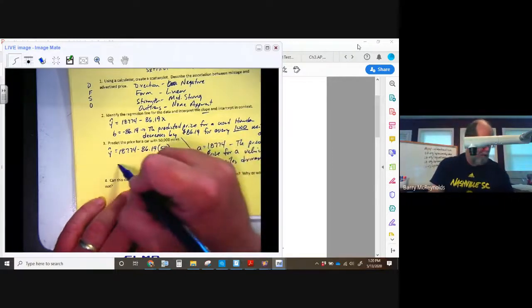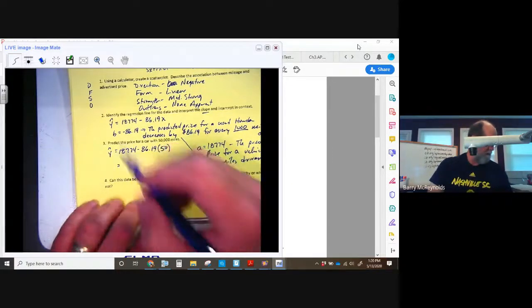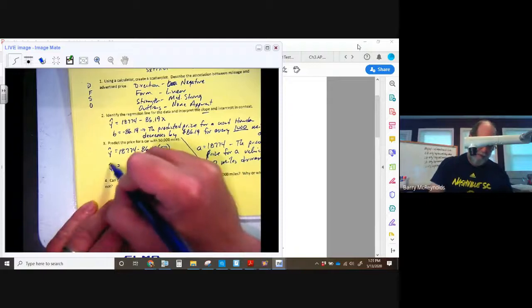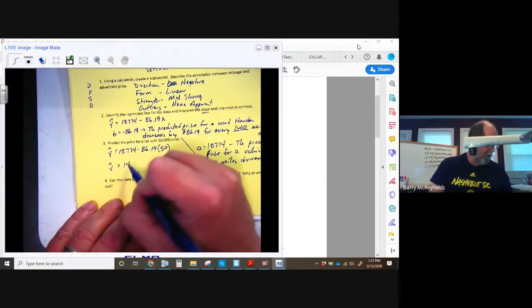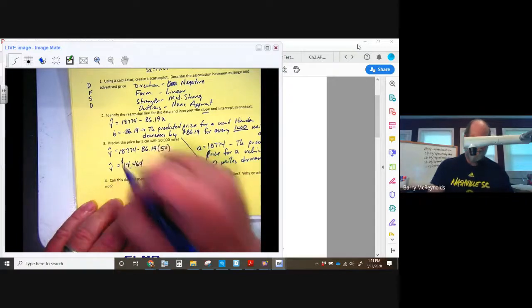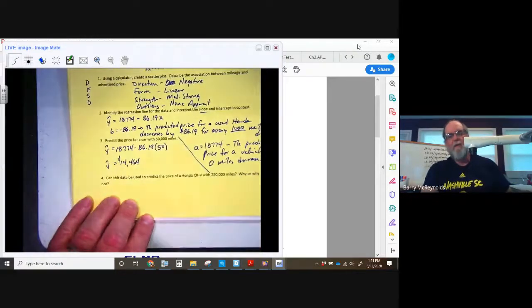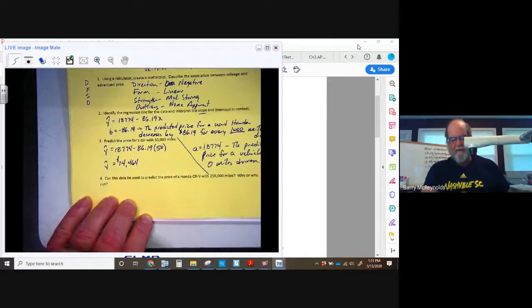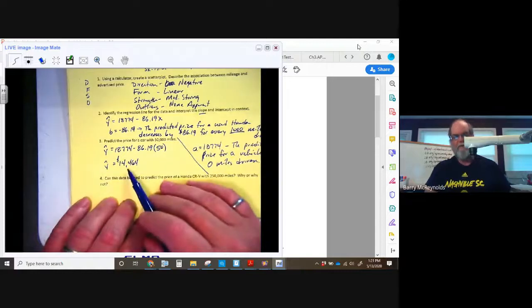And if you do that arithmetic, you get y hat, or the predicted price, is 14,464. Okay, so if you were to go to CarMax back in the day when this study was done, and find a car with 50,000 miles on it, you would expect to pay this price. Now, there's some variation in that. We're going to talk about that in just a minute.